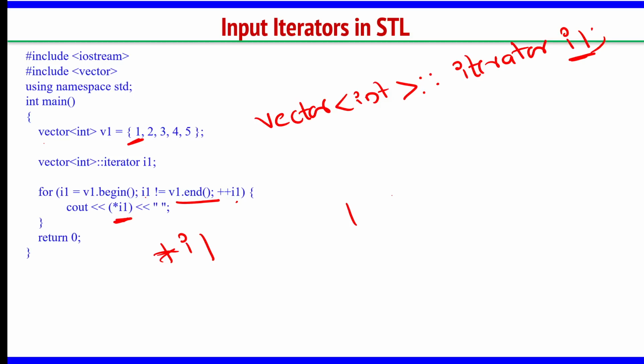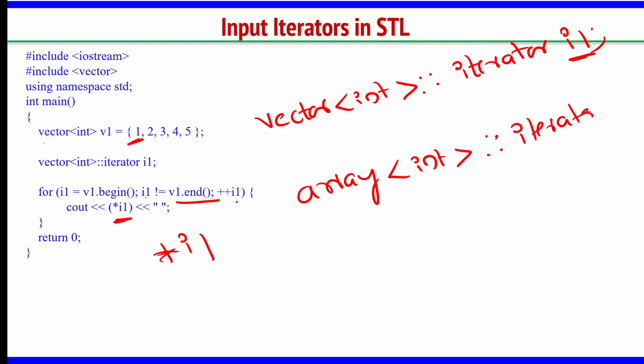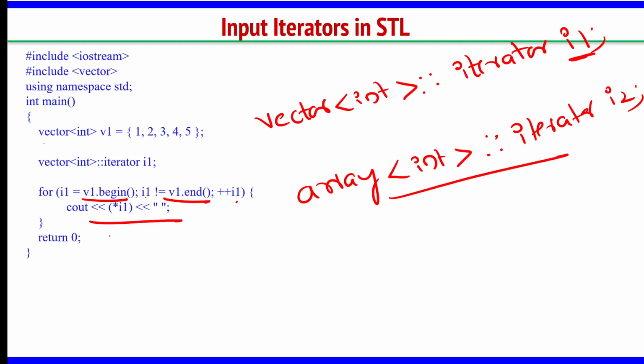This is a simple example to demonstrate. You can create an iterator. If you want to create an iterator for an array, same thing. How do you create an iterator for an array? I can write array int iterator I2, like this. You can create an iterator for an array also, for a vector also. Then you can use that iterator to access the values. I1 equal to the starting address, I1 not equal to the ending address, print star I1, which gives the value at that address, that is 1. Then ++, increment the address, go to the next location, print that value, and so on. This is about input iterators.